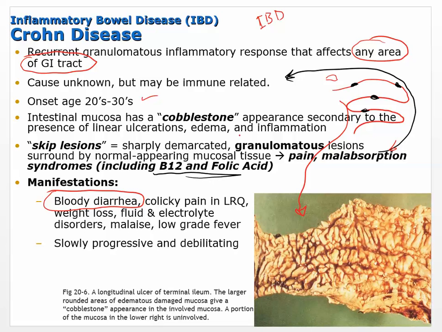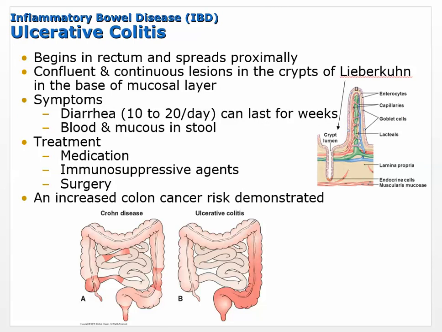So manifestations: bloody diarrhea, colicky pains, that means quick and intense, in the lower right quadrant, weight loss, fluid and electrolyte disorders, malaise, low-grade fever, so that means that's kind of an indication of a systemic response, slowly progressive, and can be debilitating, so it just kind of keeps moving on through. All right, so that was Crohn's disease.